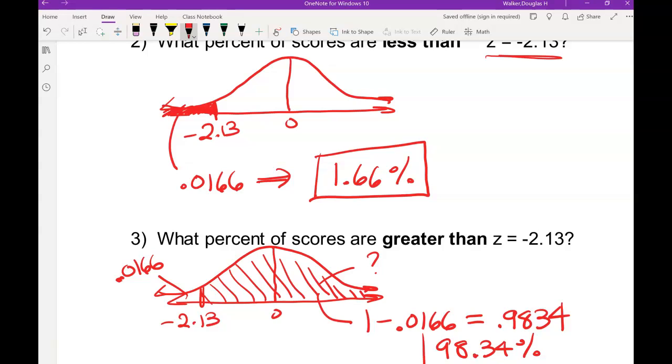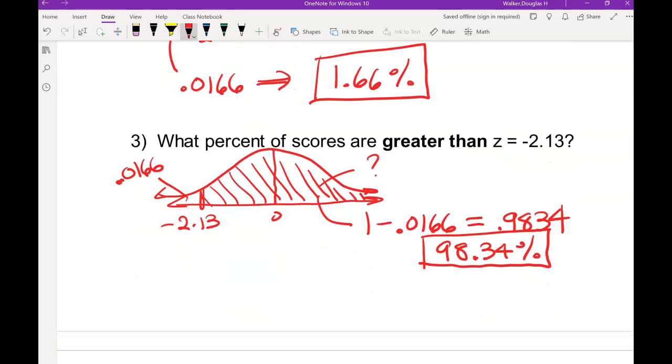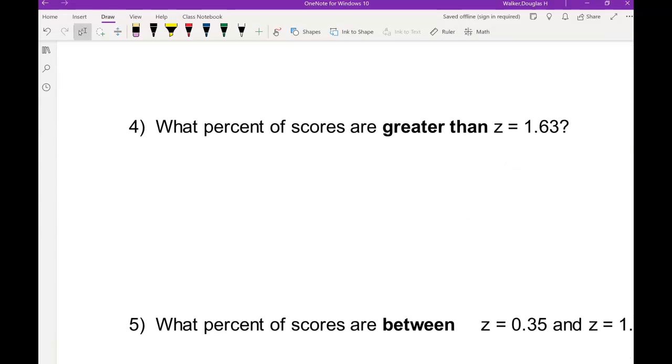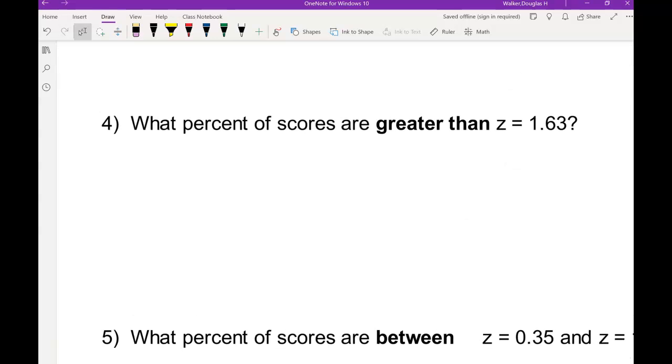So you'll notice if you have the worksheet printed out, at the bottom there's a little table telling you what to do in the different situations. So let's look at one of these from the beginning now, where we have to subtract from 1. What percent of scores are greater than a z of 1.63? So, little table to help as my guide.